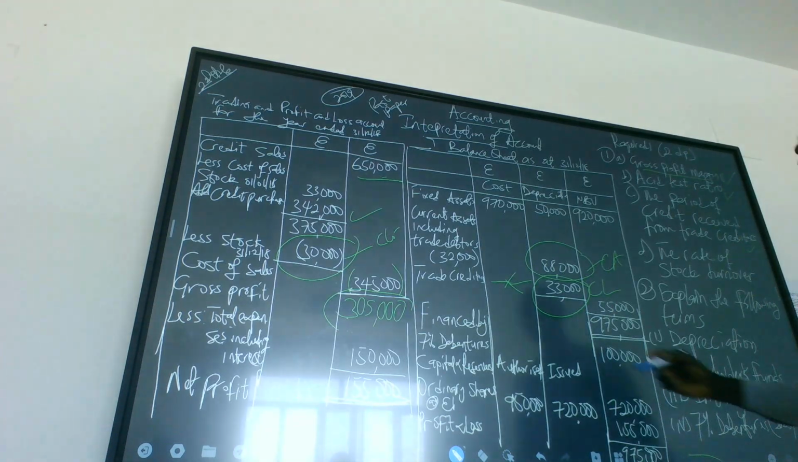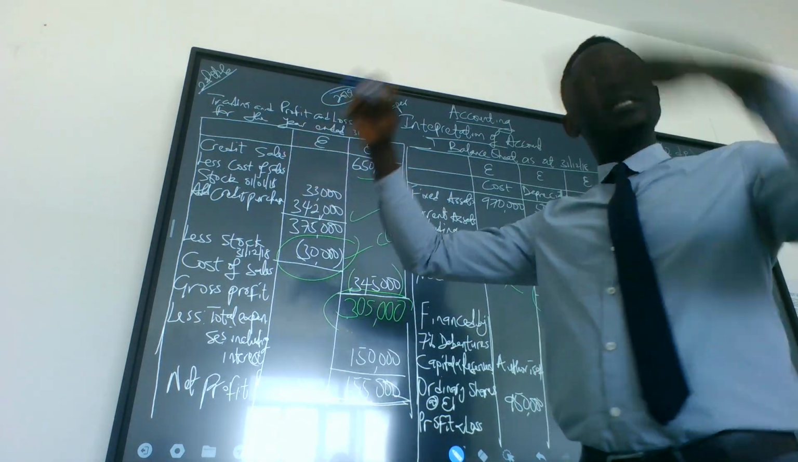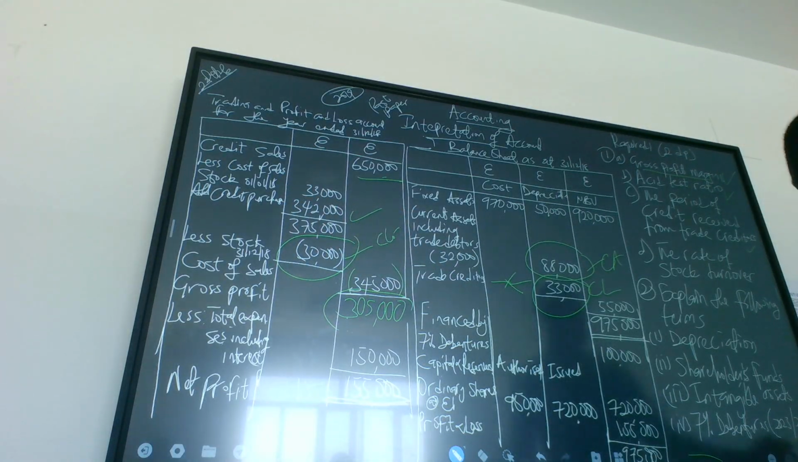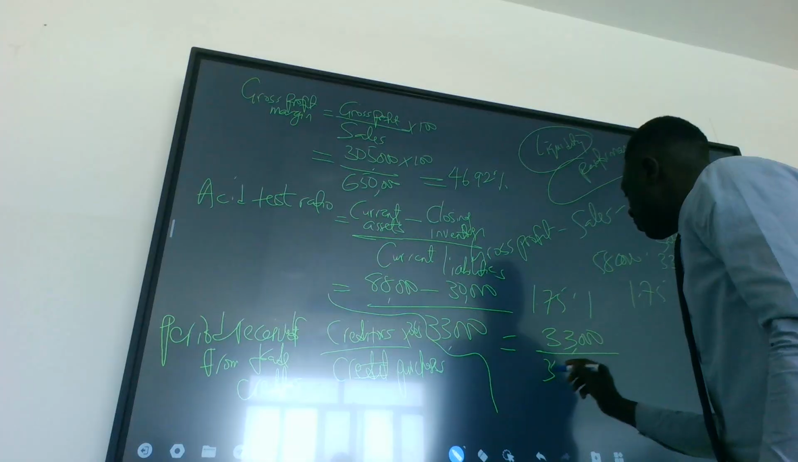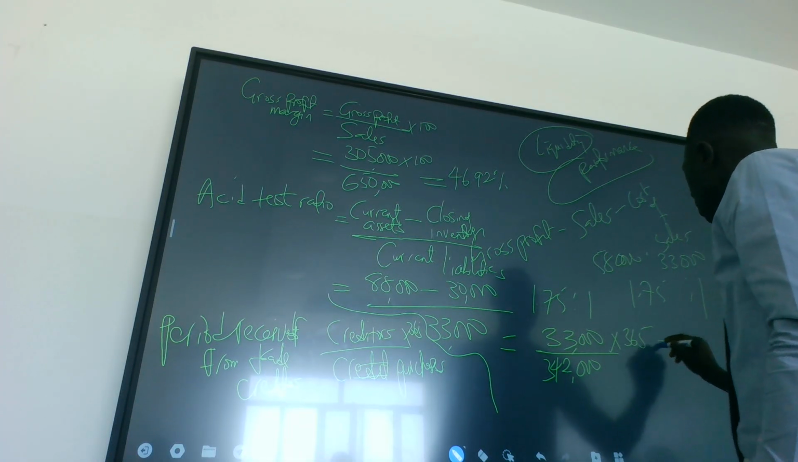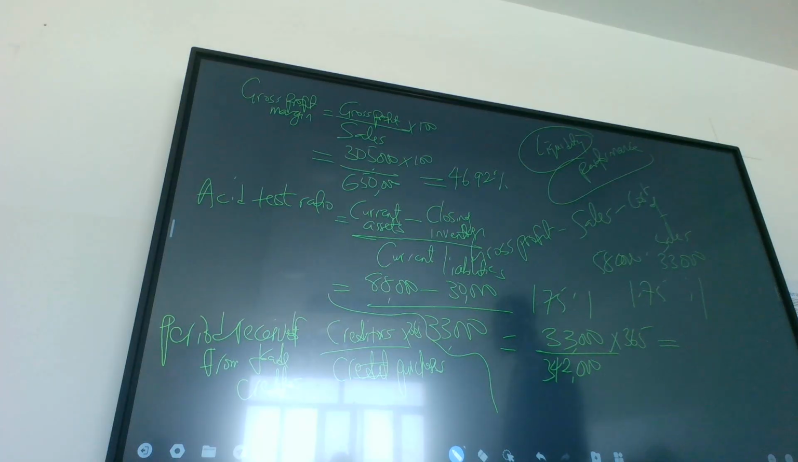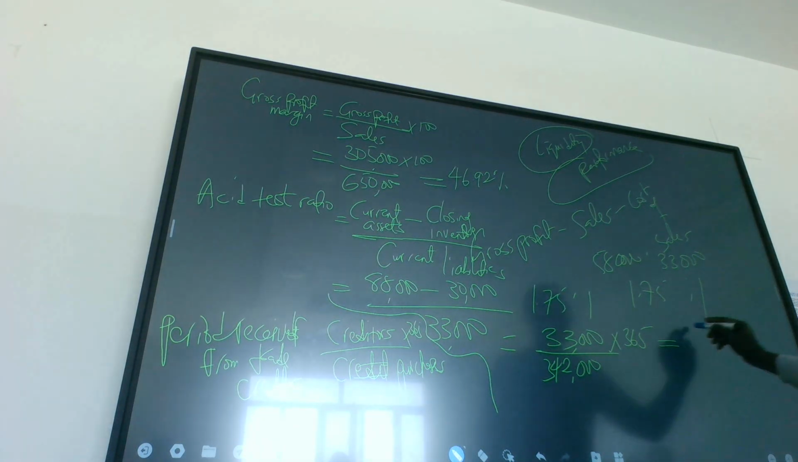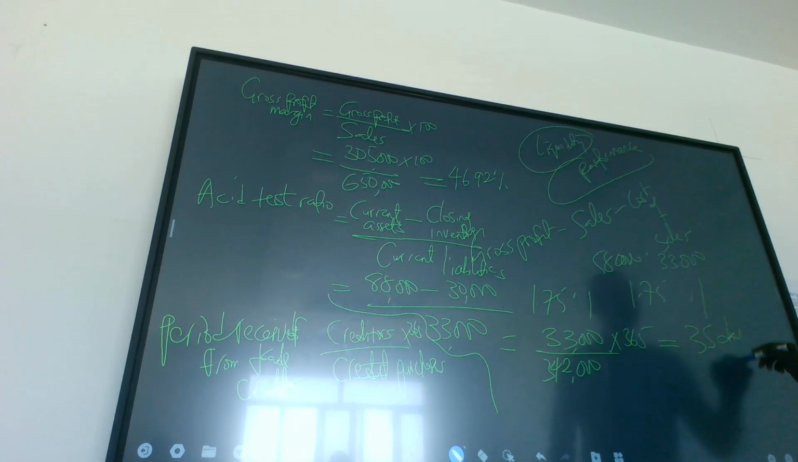This we should multiply by the days of the year, which is 365. Credit purchases 342,000 multiplied by 365. What does that give? How many days was given to us? 2.6 multiplied by 10 minus... 35.2. That's 35 days, right? So we have 35 days to pay back.